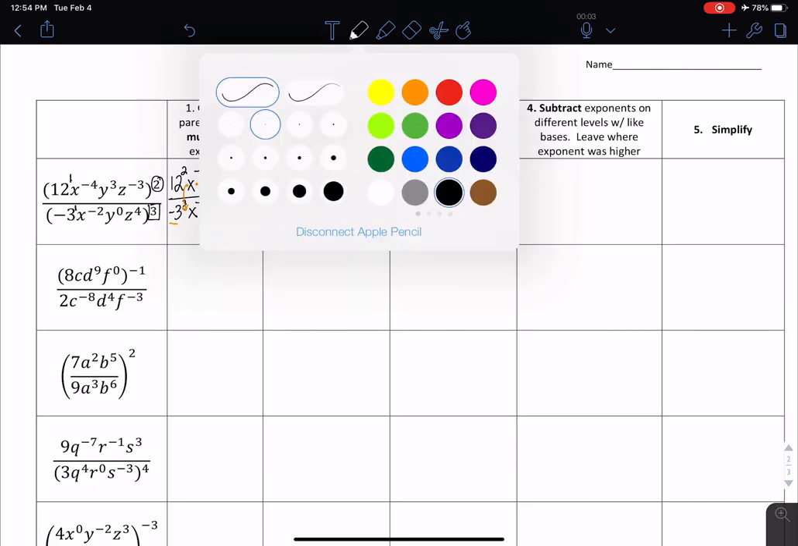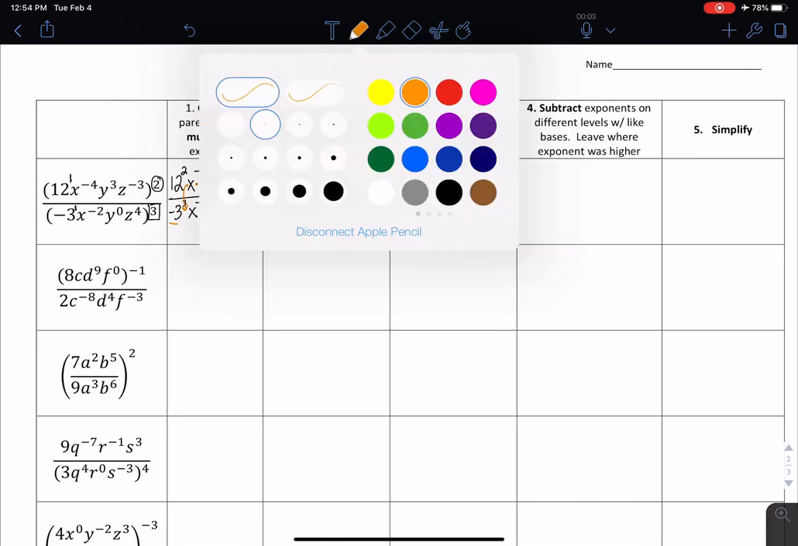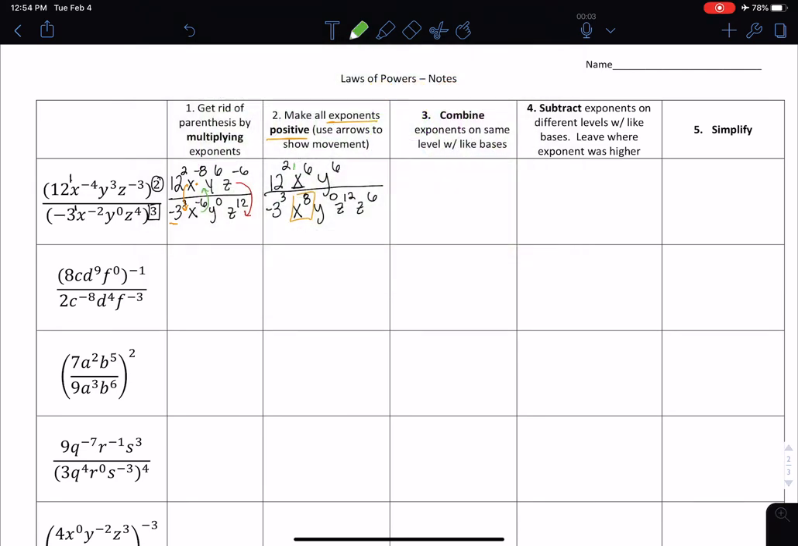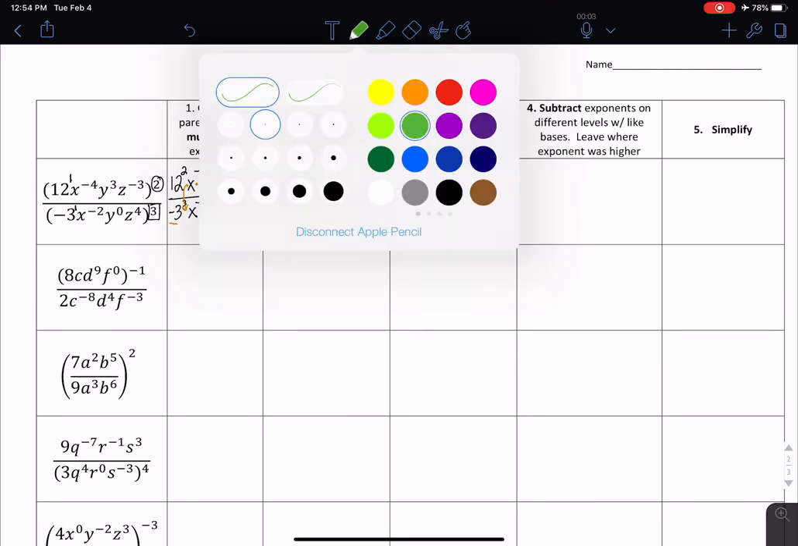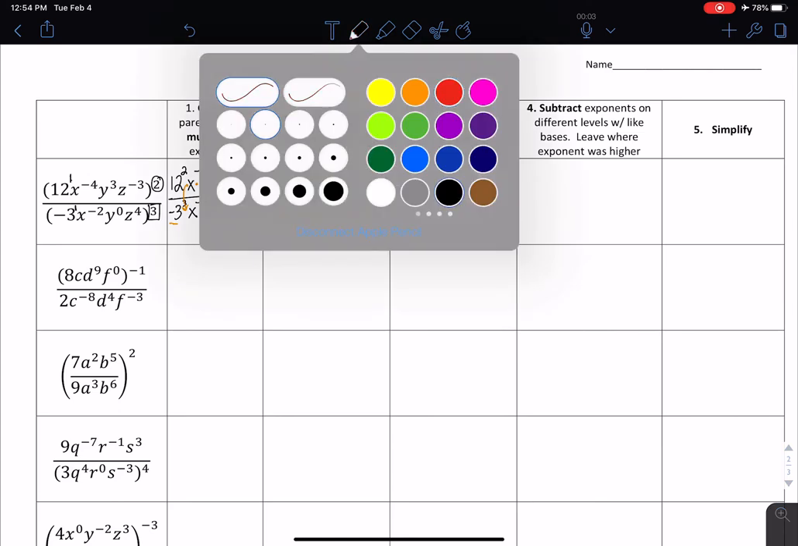Okay, so let me show you with color. This was the 8 that moved in green down. This is the 6 I moved up. And this is the Z to the 6 I moved down. So those are the ones that moved to help you see it better.